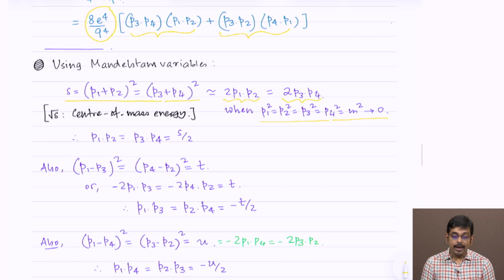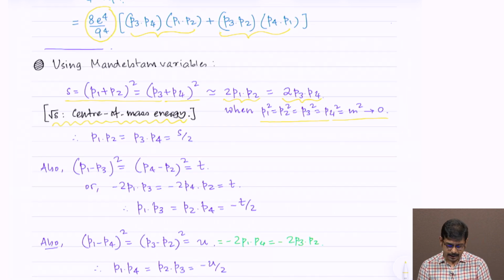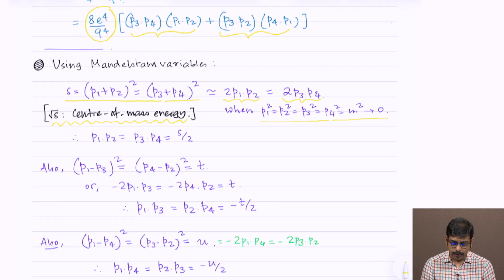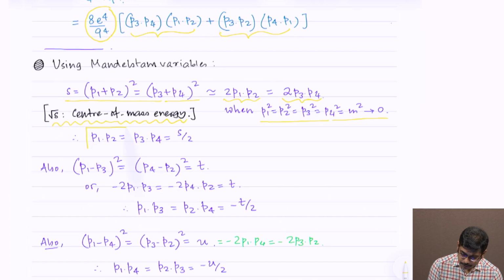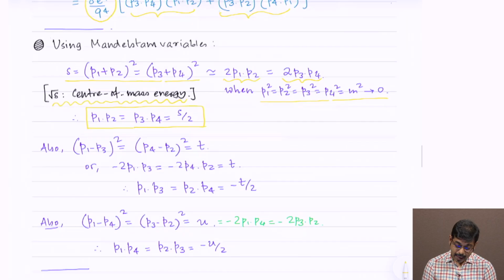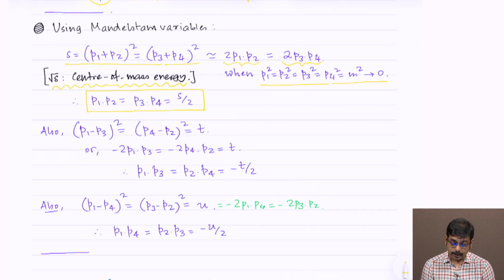Okay. So S is also a very important variable which is used in particle physics or collider physics a lot, and square root of S is what we call the center of mass energy of this collision. So square root of S, where S is (P1 plus P2) whole square, is also defined as the center of mass energy of the collision. But in the massless limit, we can say that P1 dot P2 is equal to P3 dot P4 is equal to S by 2.